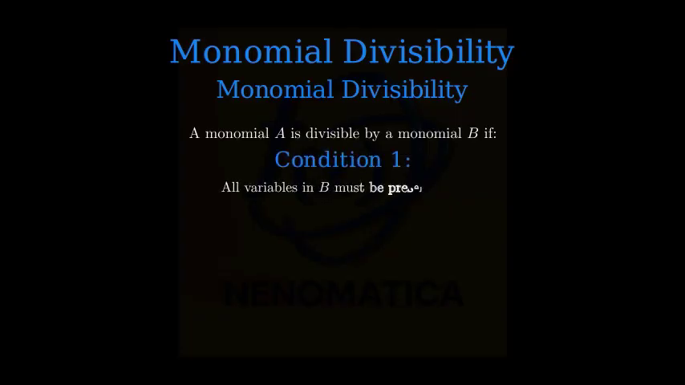Condition 1. All variables present in monomial B must also be present in monomial A. For example, if B contains the variables x and y, then A must also contain these same variables for A to be divisible by B. For instance, if B is x squared y cubed, then A could be x to the fourth power times y to the fifth power, because A contains all variables that are in B.